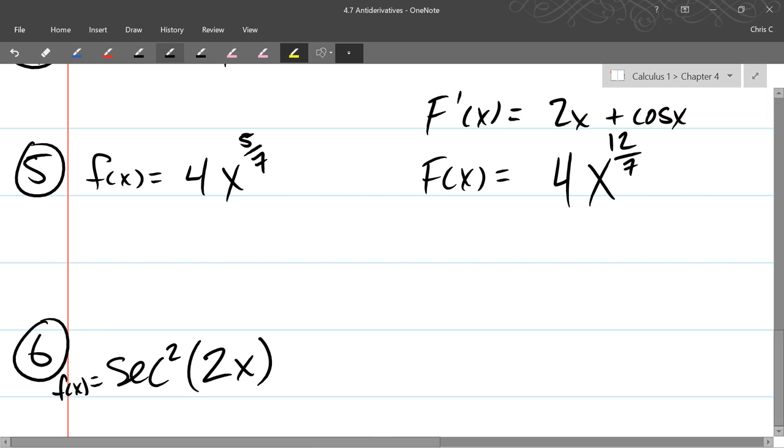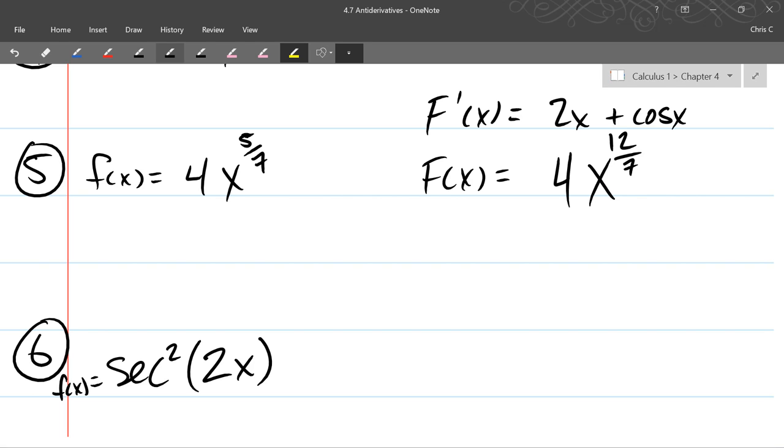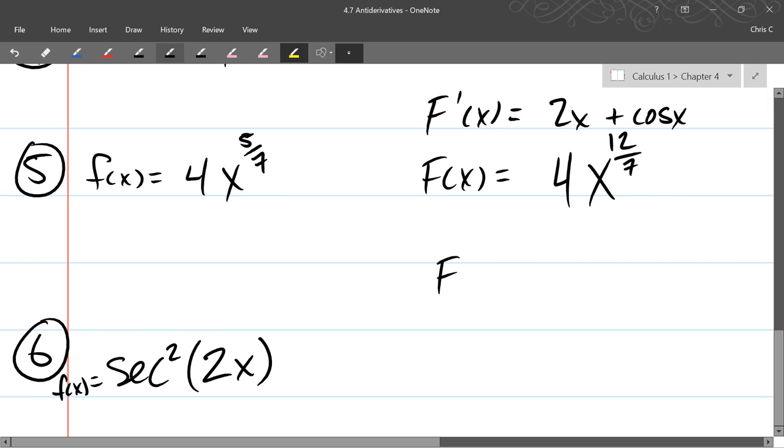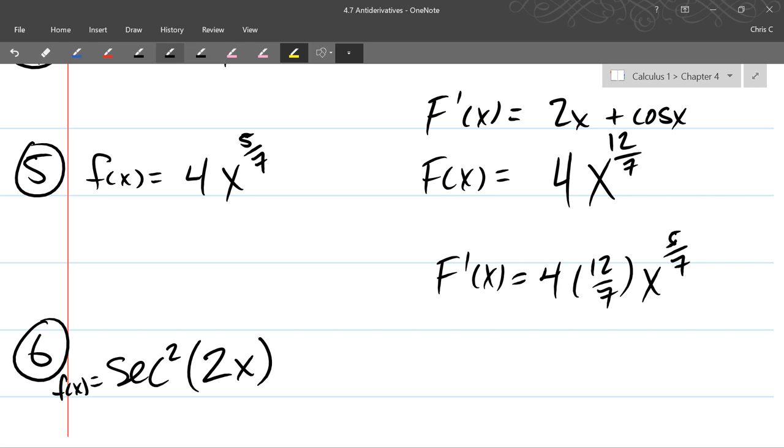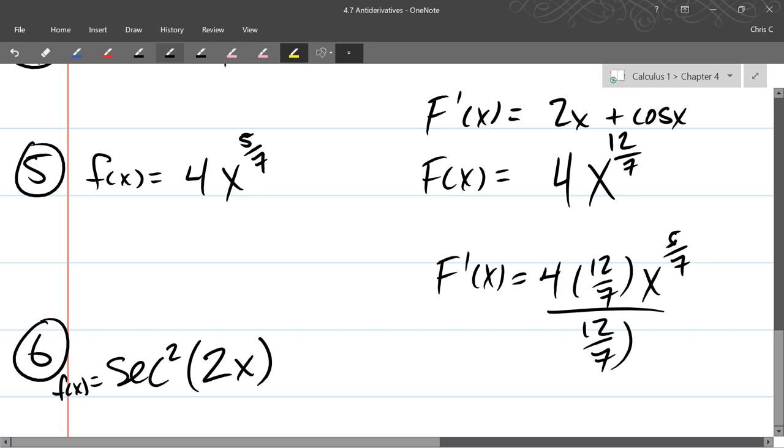Wouldn't it be 4 divided by 12/7? Yeah, it's not the right thing. We'll get the right thing in a minute. So f prime of x is 4 times 12/7 x to the 12/7 minus 7/7 is 5/7. So what's wrong? 4. No, 4 is OK. I want the 4 there. That stupid 12/7. So what we're going to do? Divide by 12/7 right there. So just finish it up afterwards.